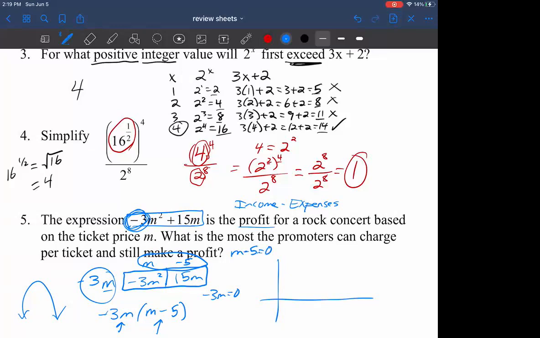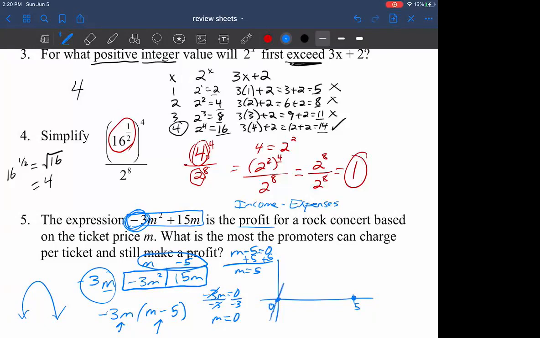We look at both factors. So negative 3m equals 0. If I divide both sides by negative 3 to get the m by itself, 0 divided by anything other than 0 is 0. So that means if we charge $0, our profit's 0. Well, that kind of makes sense. You're not going to make money if you don't charge people anything. And then if we come up here, m minus 5 equals 0, just add 5 to both sides, or you might be able to just think in your head what number minus 5 equals 0. And that turns out to be 5 as well. So then we have a 0 at 0 and a 0 at 5.